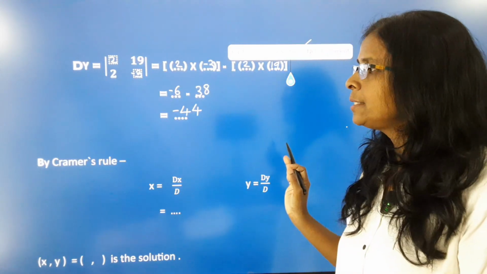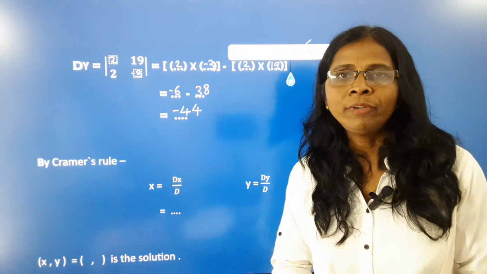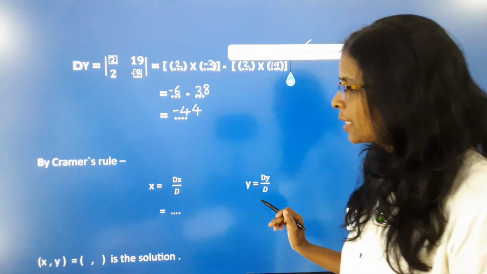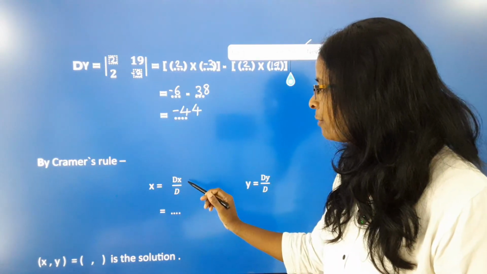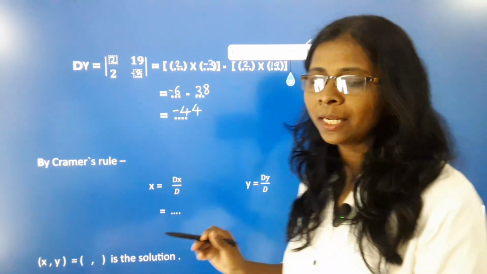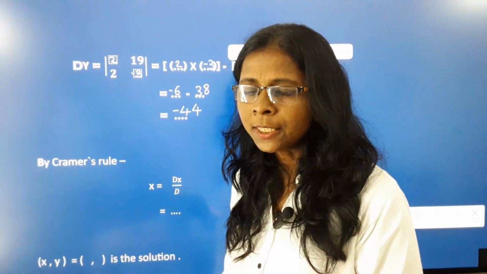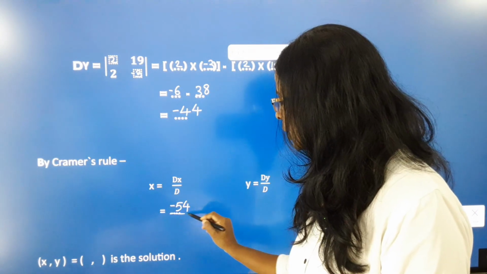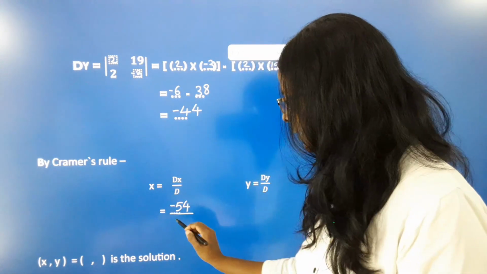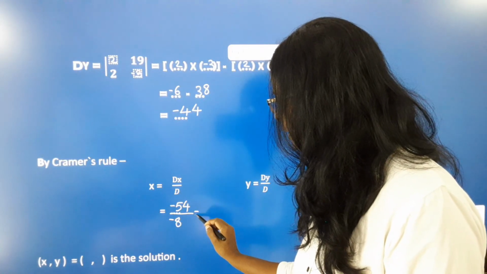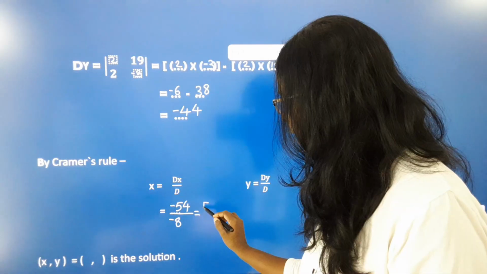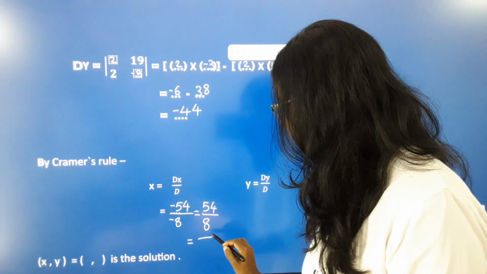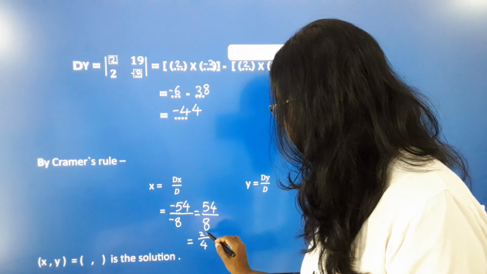Okay, so now we are at this stage. We have the value of D of x and the value of D of y. So by Cramer's rule, the formula for x is equal to D of x upon D. Now D of x is minus 54 and D is minus 8. Simplify it, the minus minus signs get cancelled. So 54 upon 8. By simplifying, 2 fours are 8 and 27.